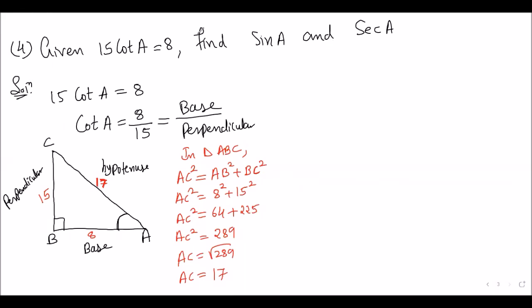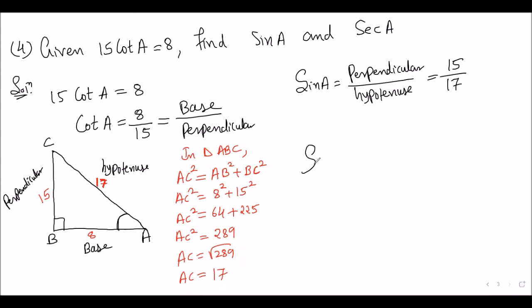Now it's over. Now we have to find out sine A. Everybody knows sine A is perpendicular by hypotenuse. What is the perpendicular here? Perpendicular is 15 and hypotenuse is 17. So sine A is 15 by 17.